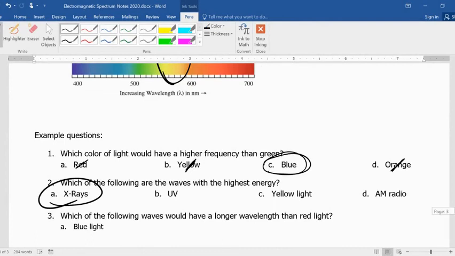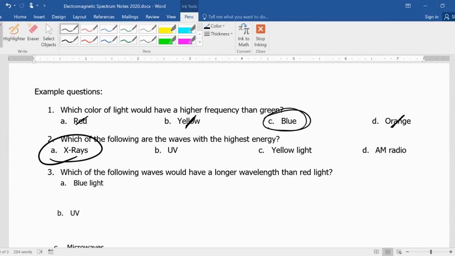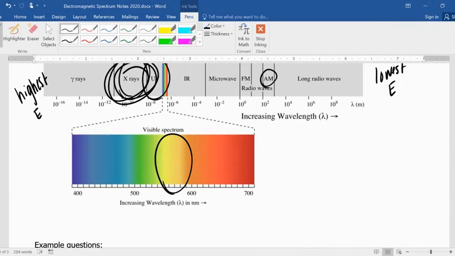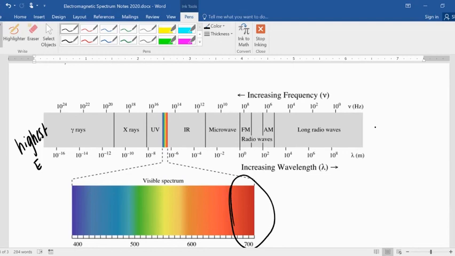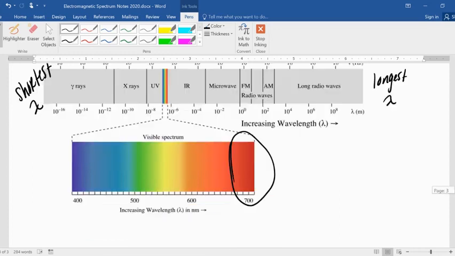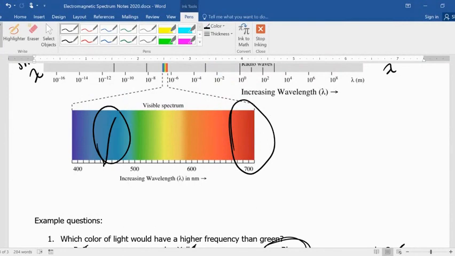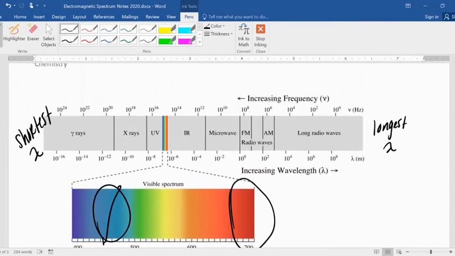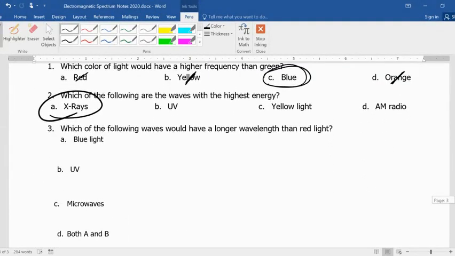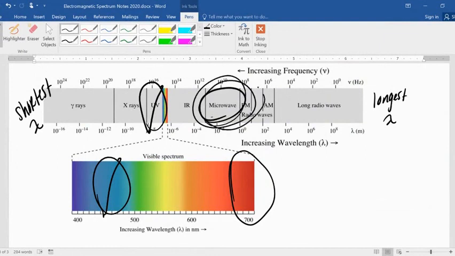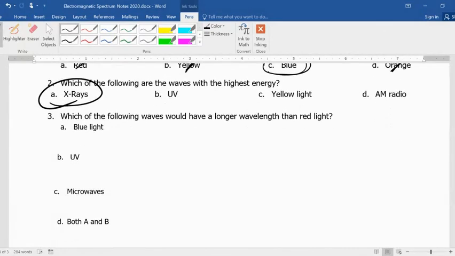And last but not least, which waves would have a wavelength longer than red light? So if we look here, if I just erase my previous, we want red, and we want something that has a longer wavelength. Remember, over here are going to be our longest wavelength. Over here are going to be our shortest wavelength. So we want something longer than red. Our choice is blue light. No. UV light. No. Microwaves, possible. And both A and B. Well, we ruled out A and B, so our only one that would be longer here is microwaves because they're to the right of our red light.